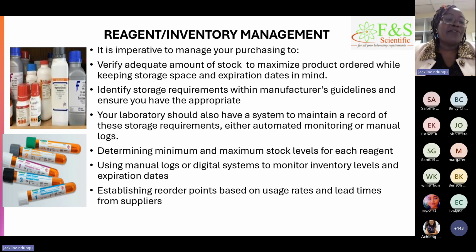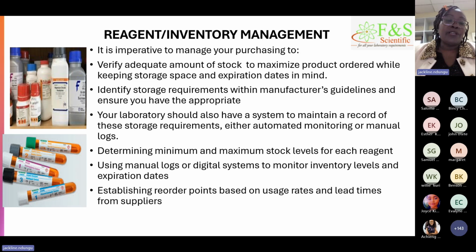It's not a must you have automation. But if you can afford automation, it is the best way to go because it eases your work. But if you don't have automation, don't beat yourself up. Please use logs. Just document those QCs on your log.